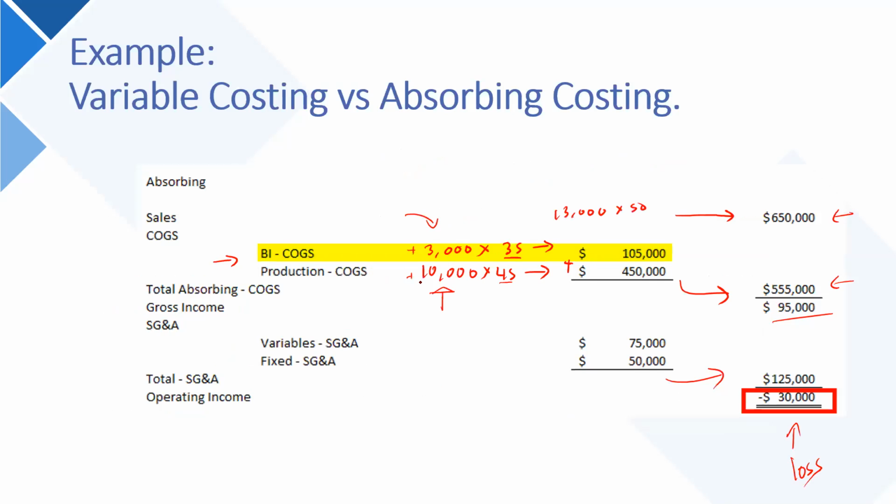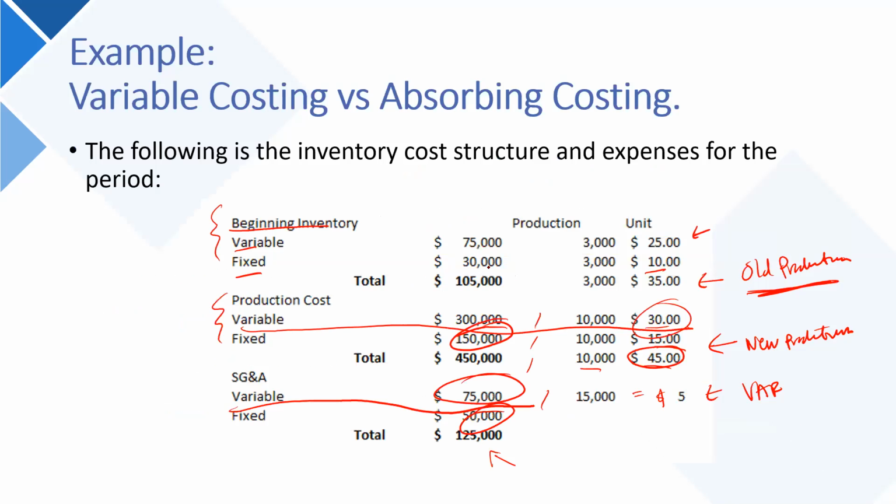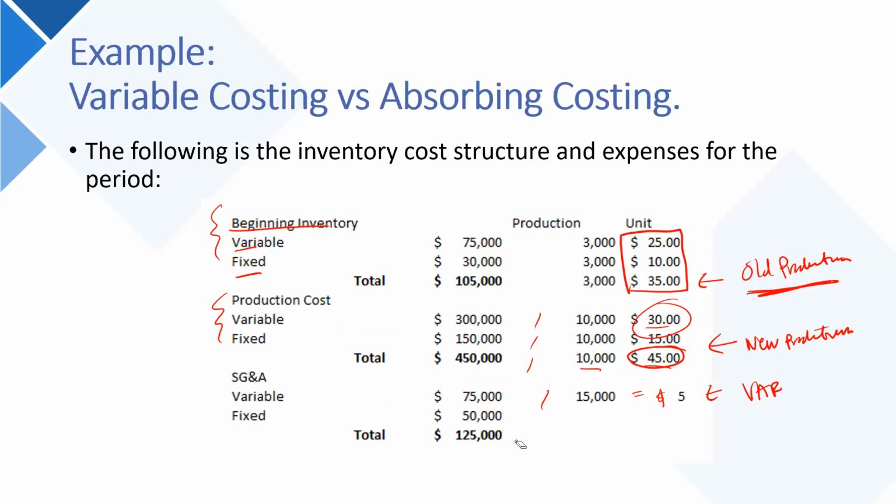Yes, but in the absorbing, you also take from the... yes. In the absorbing, I also take from the old production because those 3,000 come from this production cost. Okay, thank you. That's a nice question, Katia. But that wasn't the question I was expecting.